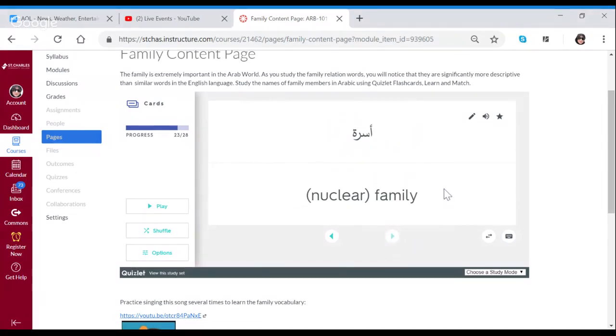Okay, the word for a nuclear family, the mother, father, and children only, is usra. And then the extended family, Aila. Aila is the extended family. So that would be with all of the cousins and everybody. And honestly, sometimes in dialects, they use them in different ways. But in modern standard Arabic, Usra is the nuclear family. Aila is the extended family.